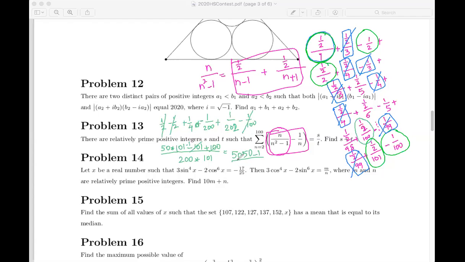So 200 times 100 is 20,000 and 200, 20,200. On top, you get 5049 over 20,200. So that's our S and T. Now we add them up to find S plus T, and these are coprime. These two numbers are relatively prime. So when you add them up, 5049 plus 20,200, you get 25,249. So 25,249 is the answer to problem 13.